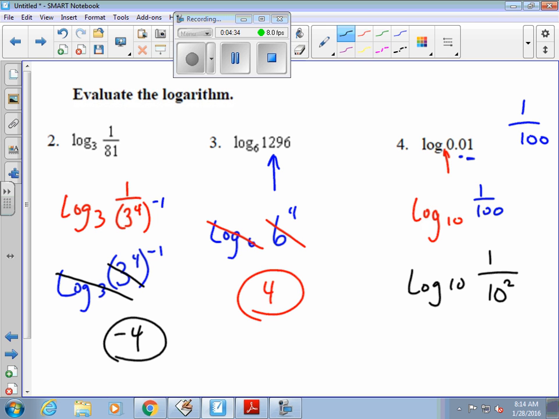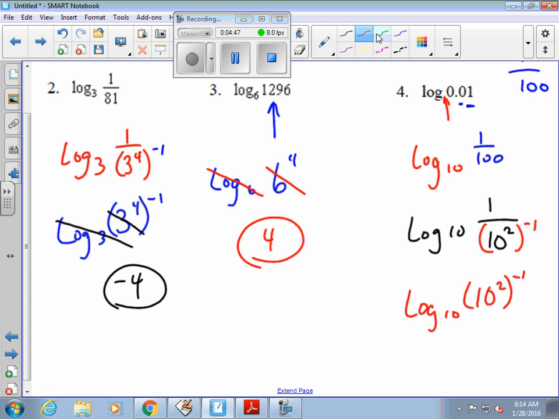So just like on number 2, we're going to raise it to the negative 1 power. We'll raise this whole thing to the negative 1 power. Now we have log base 10 of 10 squared being raised to the negative 1 power. Now you have the same bases, log base 10 and log base 10, and you're raising the 2nd power to the negative 1 power, multiply them. 2 times negative 1 is negative 2.